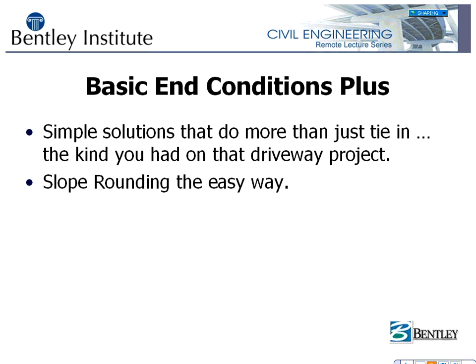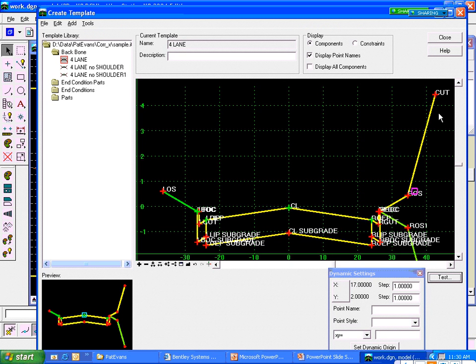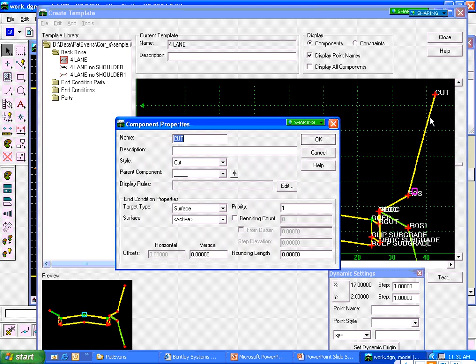Okay, slope rounding. I didn't talk about that, and that's why I've got my PowerPoint. It keeps me on track. Let's go back to that typical section here. Slope rounding is actually a function of the different components in here. Down here at the bottom, I have a slope rounding that I can add to it, and I give it a length of slope rounding. Let's just say that I've got a slope rounding of 10 right there.